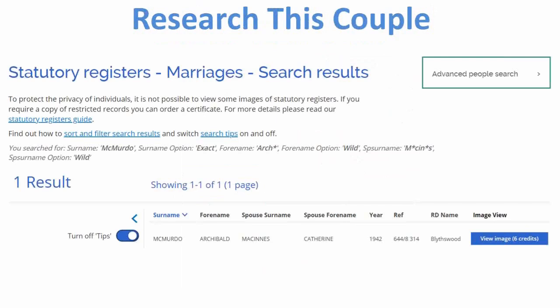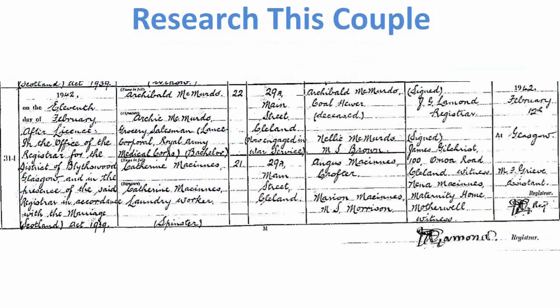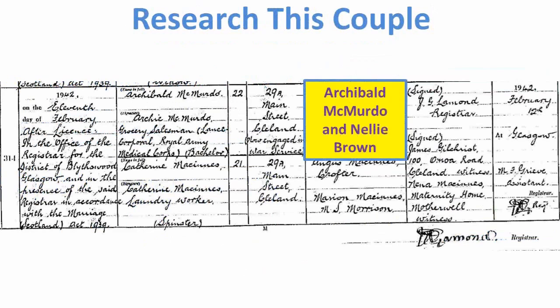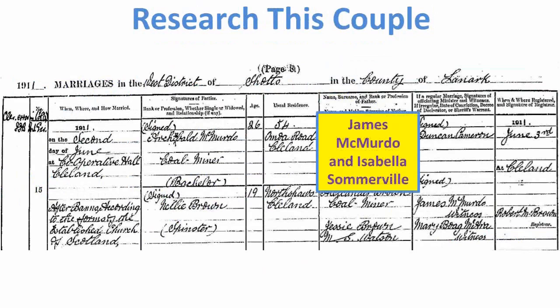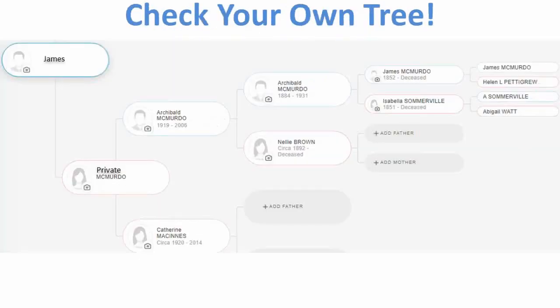Well, I'm going to go to the Scottish records. I'm going to get the marriage of Archibald McMurdo and Catherine McInnes from 1942, and I find that his parents were Archibald McMurdo and Nellie Brown. So same thing again, get their marriage from 1911, and his parents were James McMurdo and Isabella Somerville. So my hypothesis is correct.